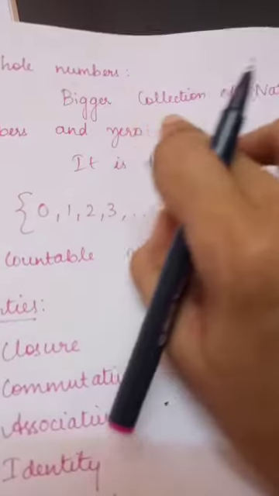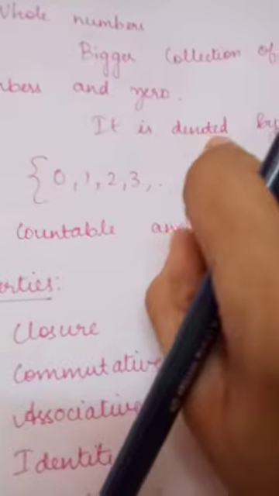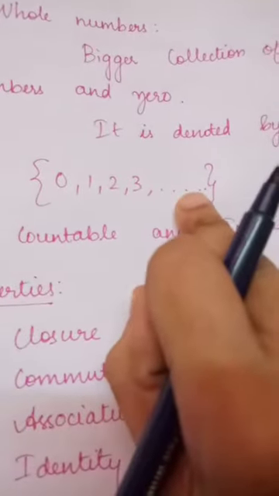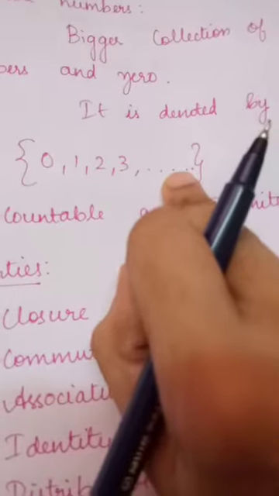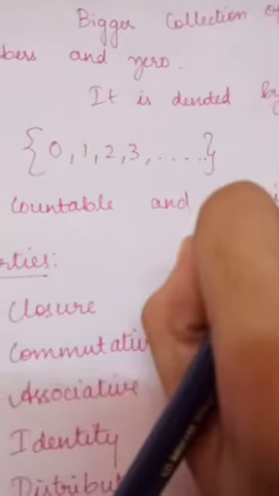These are the properties. Once again, I'll recall the properties. First, whole numbers. It is a bigger collection of natural numbers and 0. It is denoted by capital W. It starts from 0 and it ends in infinity. It has no end. Therefore, it is countable and infinite.